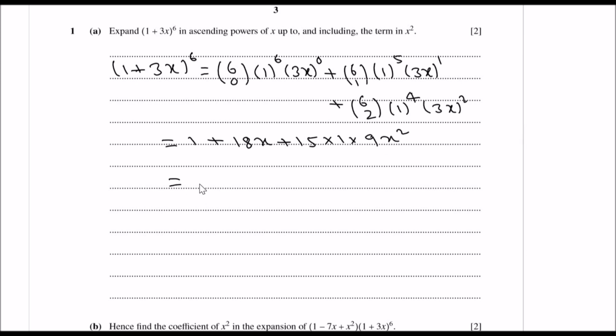So final answer we write fully simplified. So 1 plus 18x plus 135x square. So that's your answer. Okay, let's go to the next part.